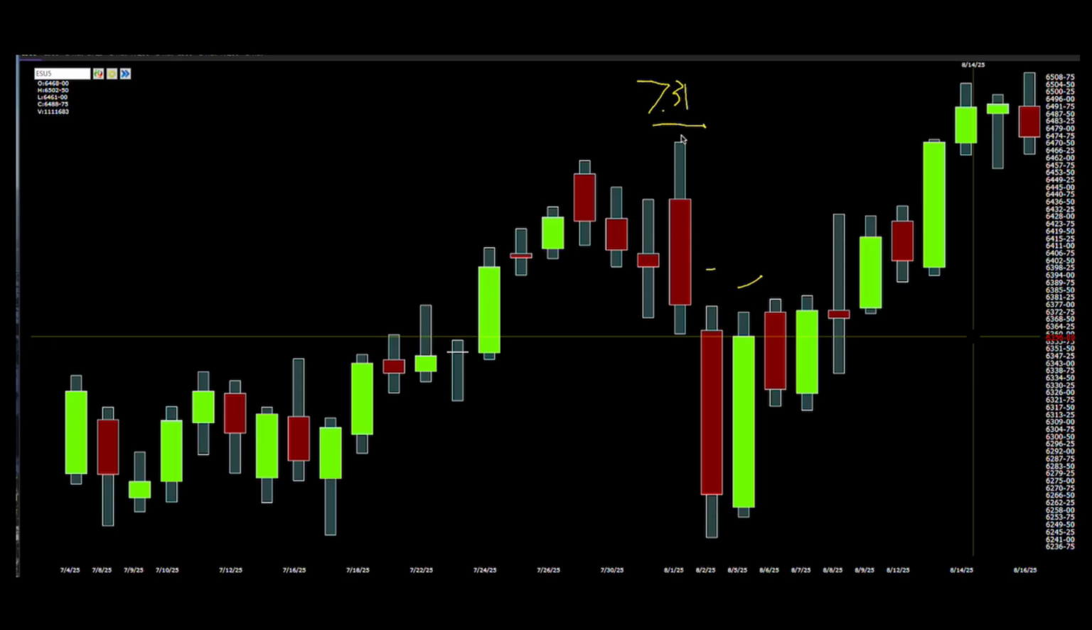So we're talking high 6400s on July 31st down to the low 6200s on August 2nd. That's bananas. And then on August 4th, we fully retrace the move. What's that about?